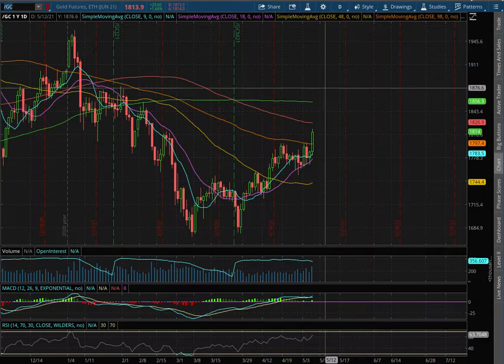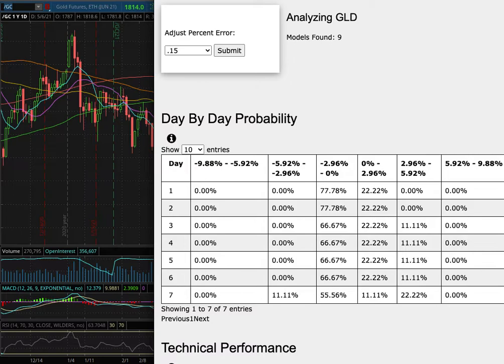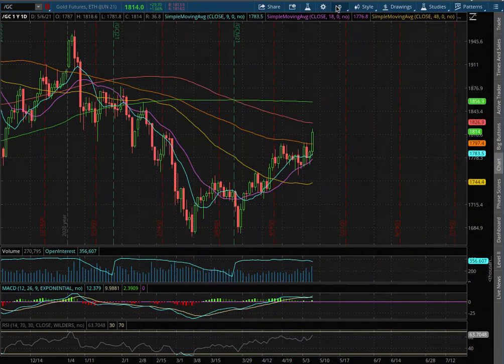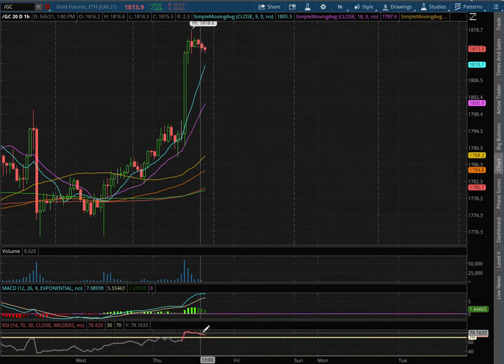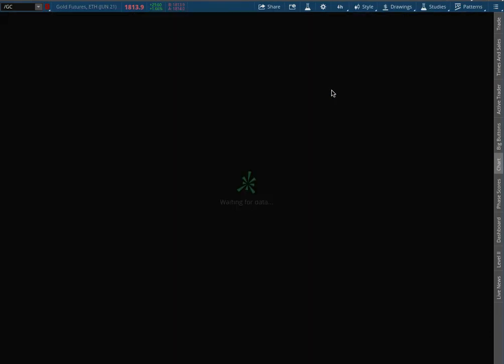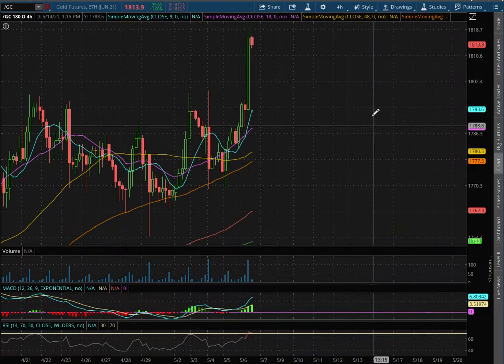over gold futures. In this video, we'll be going over my trade idea of the week and the day-by-day probability model. So let's start off with the technical analysis on the 1-hour chart. We remain in positive MACD. We're at overbought levels with the RSI. With the 4-hour chart, we remain in positive MACD and at overbought condition with the RSI.